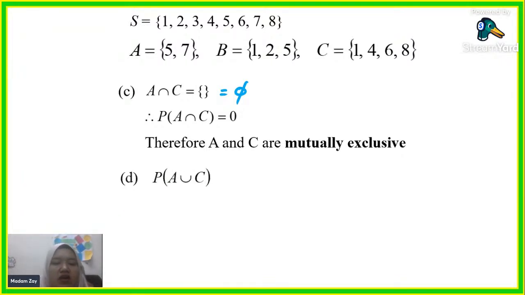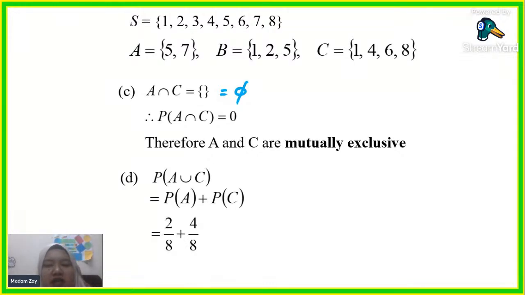And then D, the probability of A union with C. Here we can find it by using addition of the probability of A and the probability of C, because the intersection is equal to 0. So it's just subtracting 0, so we can skip subtracting the 0. So what is the probability of A? We have 2 elements out of 8 in the sample space, so 2 over 8. And 4 elements for C out of 8 elements in the sample space, so 2 over 8 plus 4 over 8 equals 6 over 8, which is equal to 3 over 4.